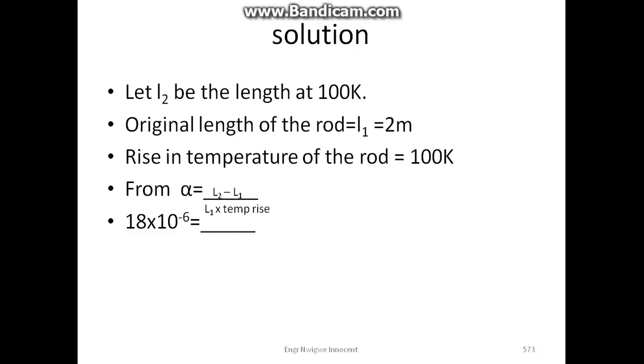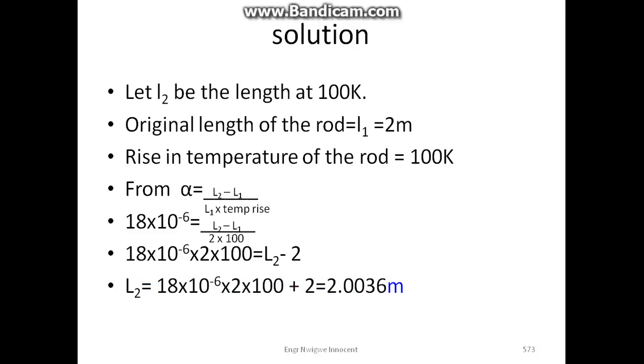Expansivity is 18 times 10 raised to the power minus 6, which is equal to L2 minus L1 all over 2, the original length, times 100. Cross multiplying, we have 18 times 10 raised to the power minus 6 times 2 times 100 equals L2 minus 2. Making L2 the subject of the formula, we have 18 times 10 raised to the power minus 6 times 2 times 100 plus 2, which gives us 2.002036 meters.